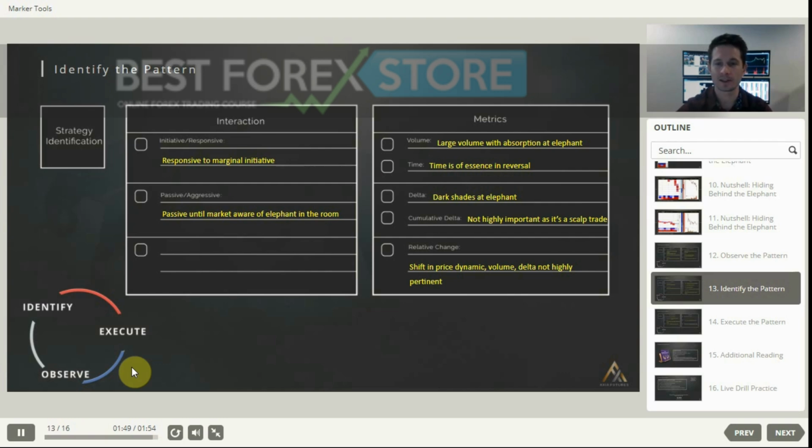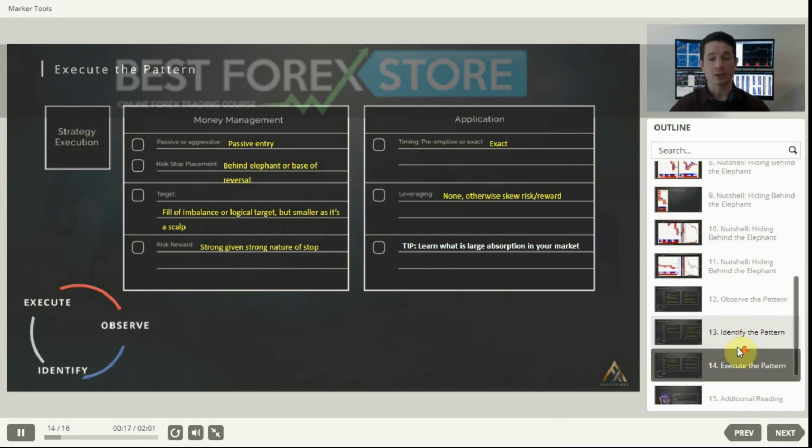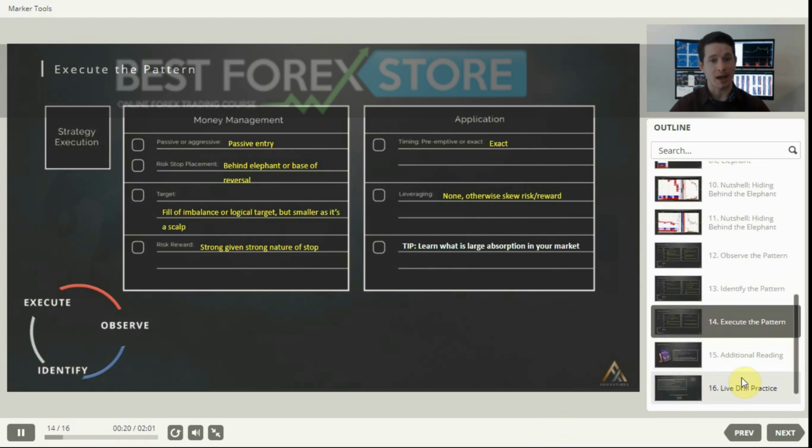Okay, let's now move into the execution of hiding behind the elephant. Alright then, obviously with regards to execution methodology for the hiding behind the elephant strategy, firstly, our entry point is passive in nature. We don't want to be aggressive simply because we're going for a relatively small winner. Obviously then do note our stop placement, slightly behind the elephant with the base of the reversal.